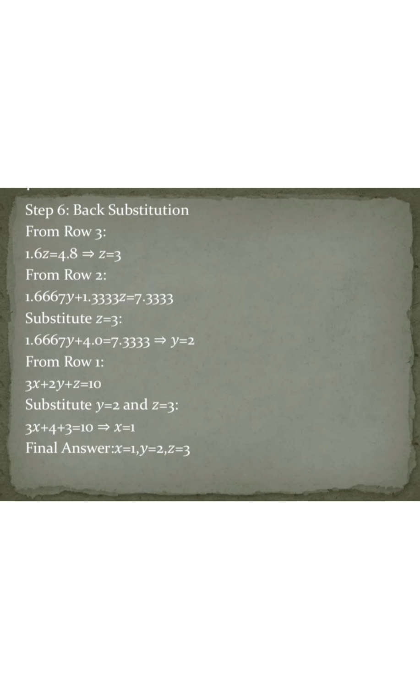From row 1, 3x plus 2y plus z equals 10. Substitute y equals 2 and z equals 3. 3x plus 4 plus 3 equals 10, that is x equals 1. Final answer, x equals 1, y equals 2, z equals 3.